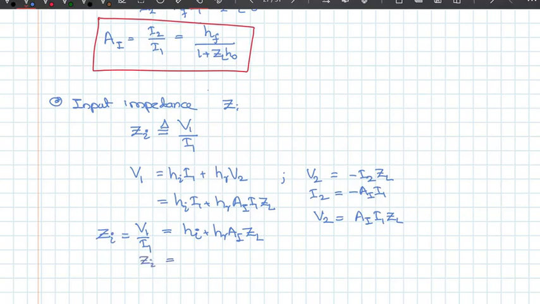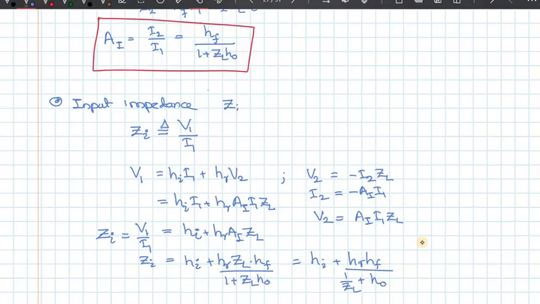So Zi is equal to hi plus hr ZL times Ai, which is hf 1 over 1 plus ZL ho. Okay, that's my expression. This can be further simplified as hi plus, if I divide the numerator and denominator of this second term by ZL, I have hr hf divided by 1 over ZL plus ho.